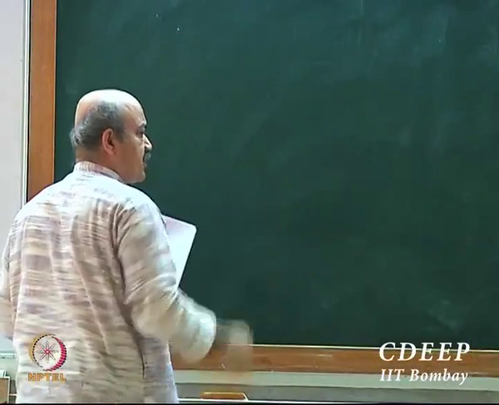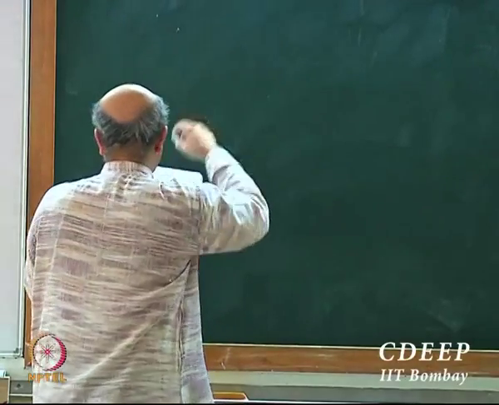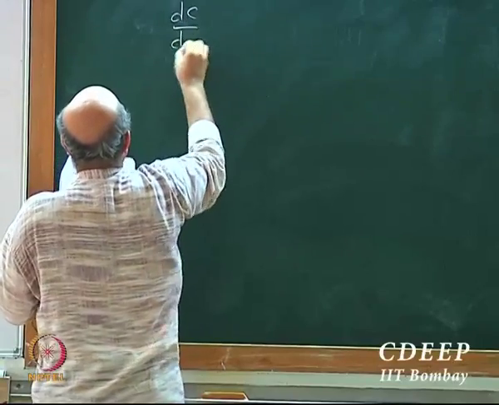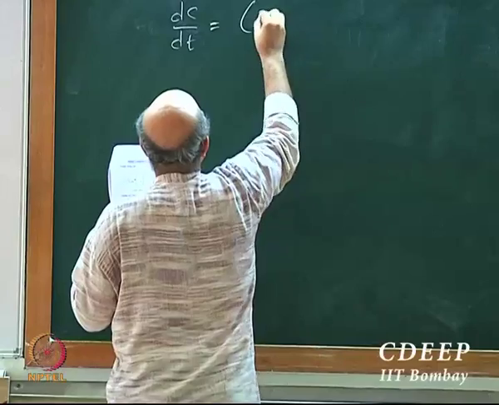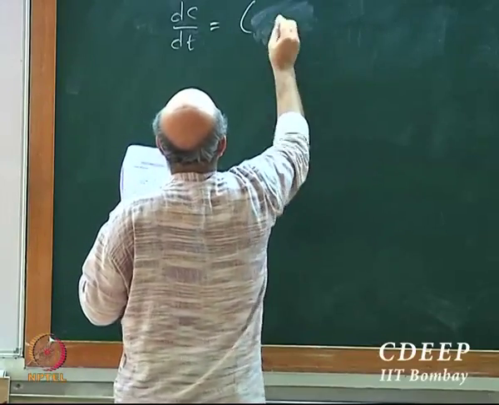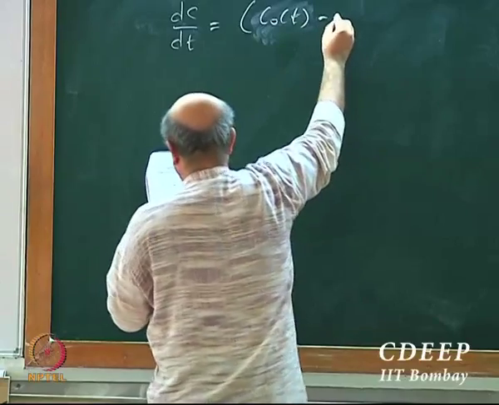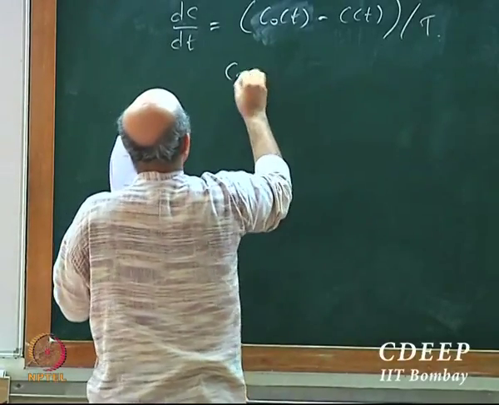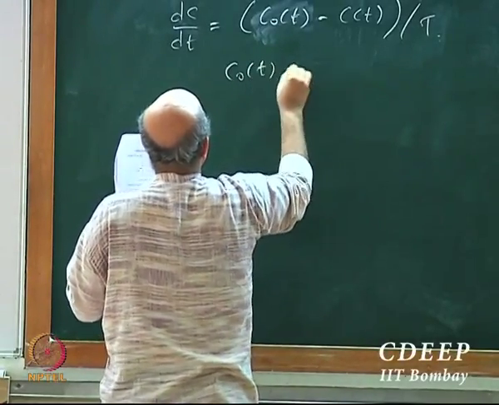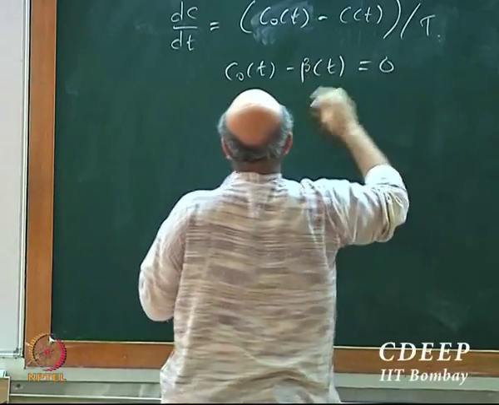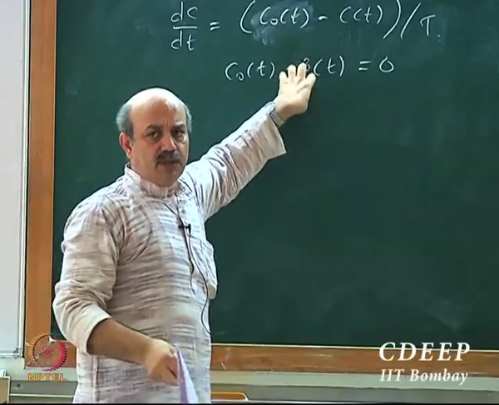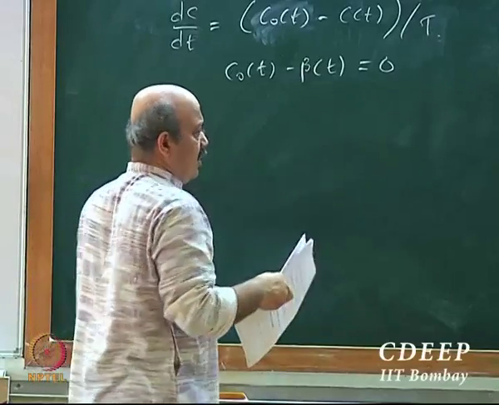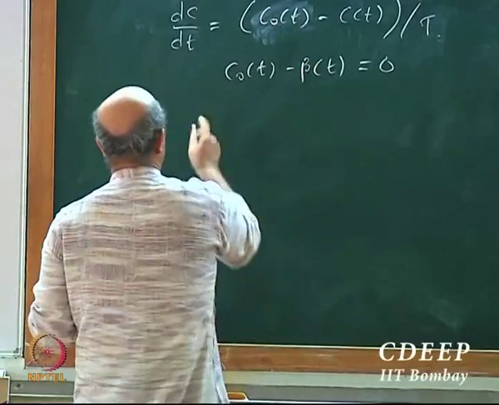So the first one is a very simple DAE, that is dc/dt is equal to C0(t) minus C(t) by tau, and C0(t) minus beta(t) equal to 0. So this is a DAE, and substituting for beta, you can solve this using an ODE solver, not at all an issue. Simple index 1 system, not at all difficult to solve.